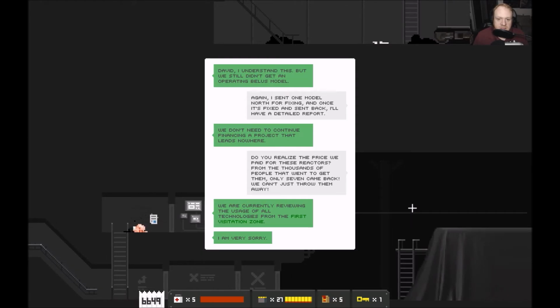David, I understand this, but we still didn't get an operating Bellus model. Again, I sent one model north for fixing, and once it's fixed and sent back, I'll have a detailed report. We don't need to continue financing a project that leads nowhere. Do you realize the price we paid for these reactors from the thousands of people that went to get them? Only 7 came back. We can't just throw them away. We are currently reviewing the usage of all technologies from the first visitation zone.